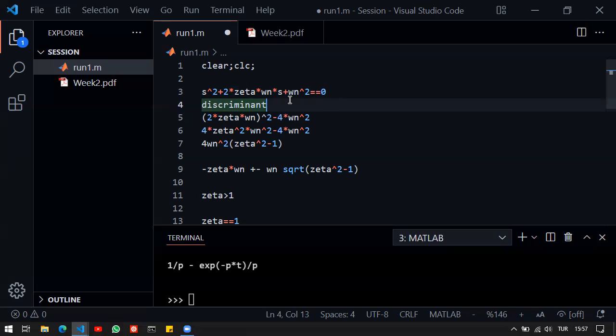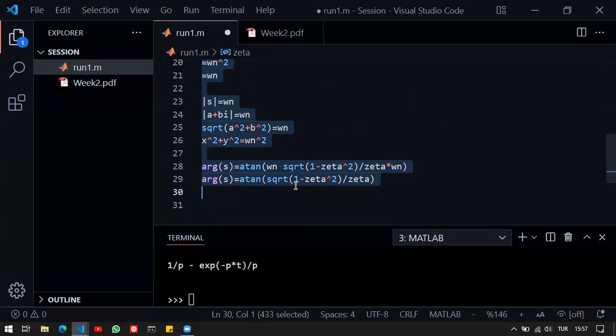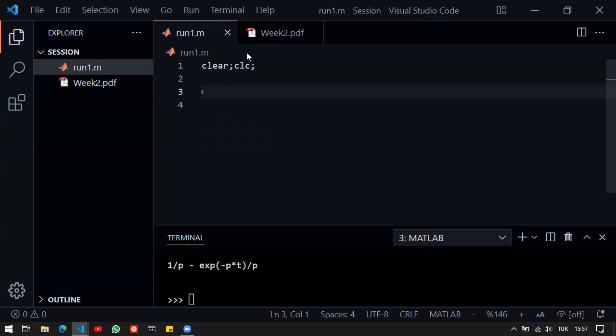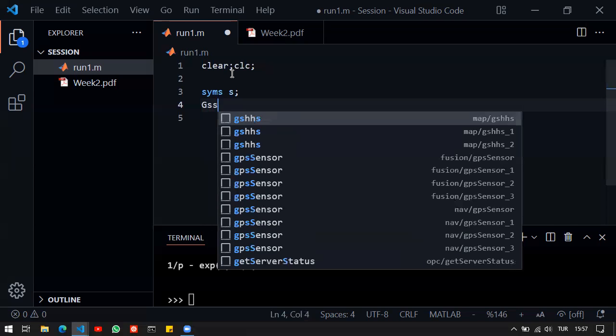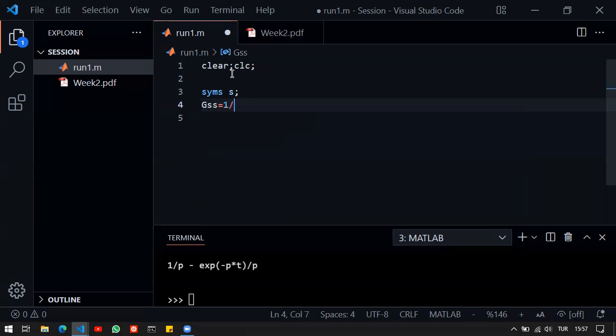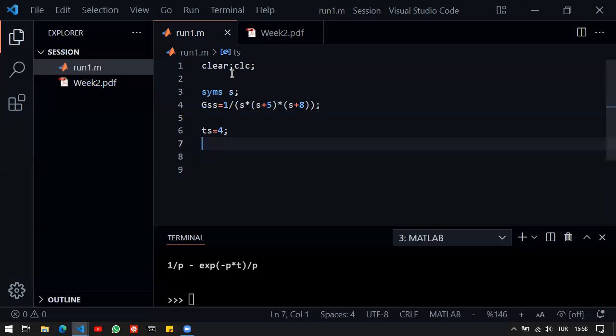So, how can we achieve this, basically? Let's try to look at today's design problem. Let me first define the system. These are the poles. Now we have three poles, and our settling time criteria is Ts equals 4. Now the first step is to determine zeta and omega n. We have to know what zeta and omega n is.